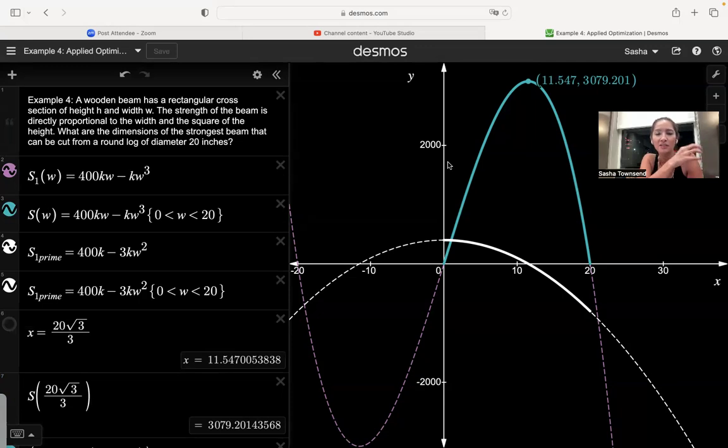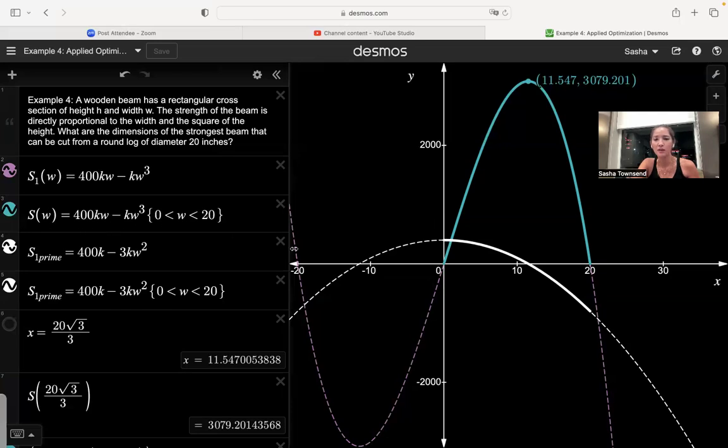And that other piece of information is what we call the constraint. In this case, the fact that we were cutting that beam with a particular height and width from a round log of diameter 20 inches told us that the height squared plus the width squared had to equal 20 squared. So given that constraint, we were able to write our strength function as a function of the width only. We could also write the strength function as a function of the height only. And it would involve a square root though, and the calculus would be a little bit more involved. So we chose to use the function that was simpler.